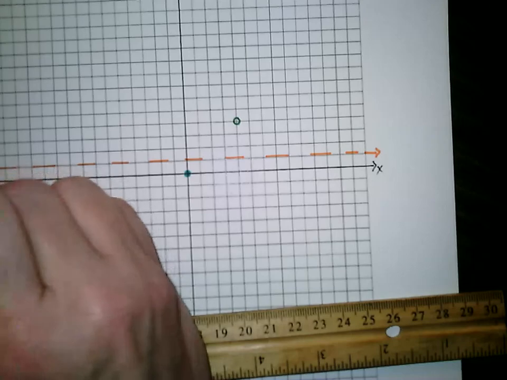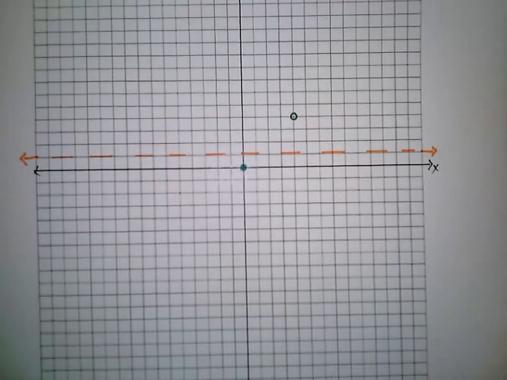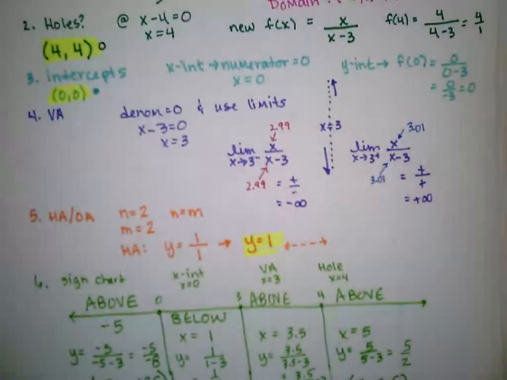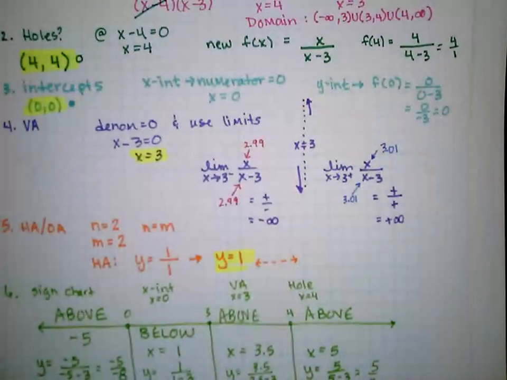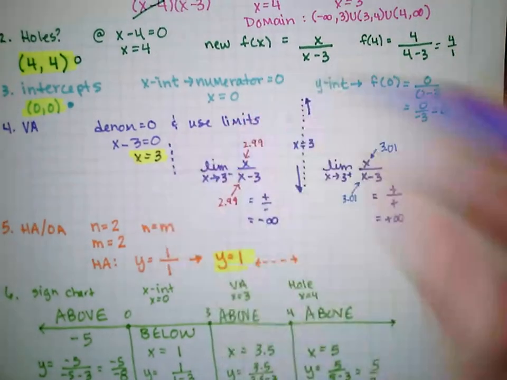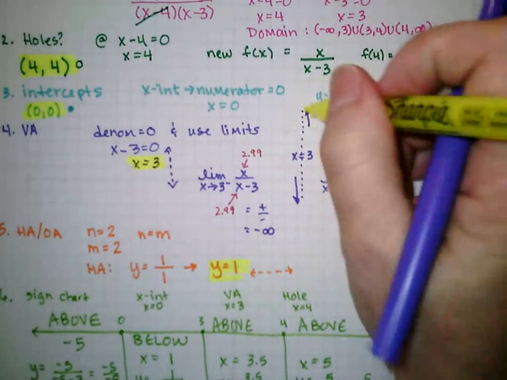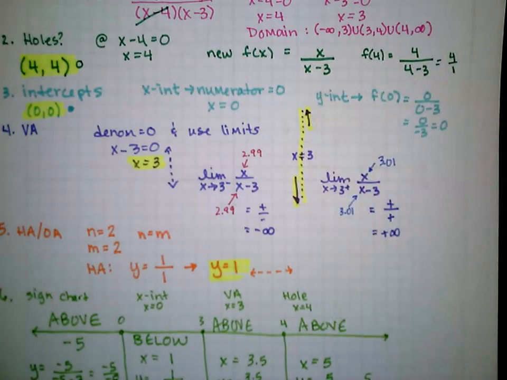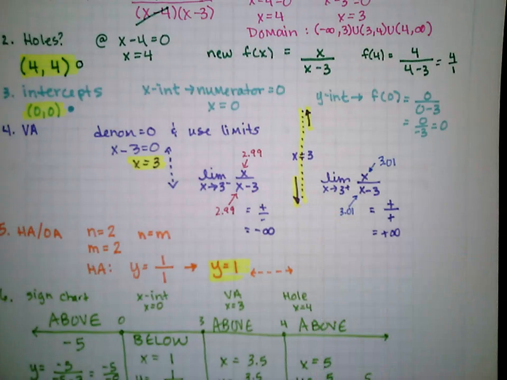Now keep in mind that our graph is definitely allowed to cross that, but it doesn't always. What's next? Oh, the vertical asymptote. Let's get that guy going. So we're going to graph x equals 3 as a dashed line on our graph. And then we also need to remember that on the right and left-hand side of x equals 3, our graph is headed towards negative infinity on the left and positive infinity on the right.